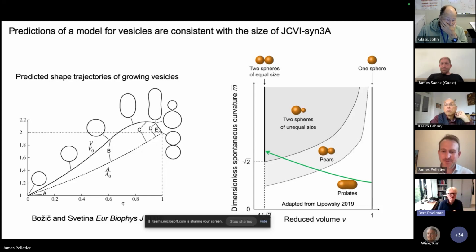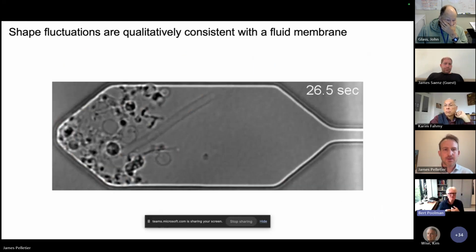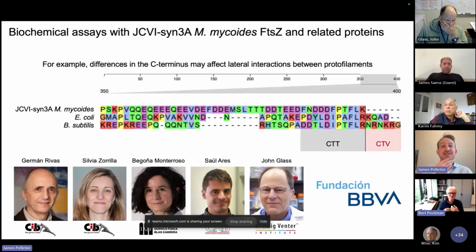Could you go back a few slides where you showed the N-terminus of one of these FTS proteins? I think it was FTS. It's the C-terminus. Yeah. So where you see the charged tail. So two questions. You say that FTSC is not essential in mycoplasma. This is correct.